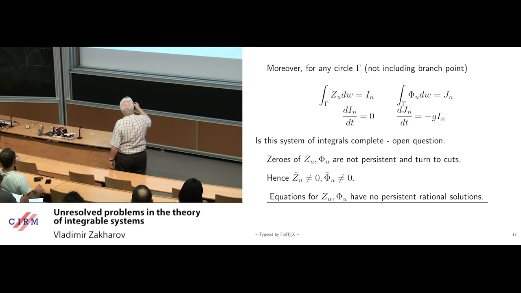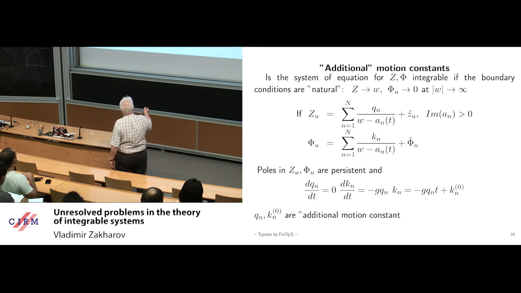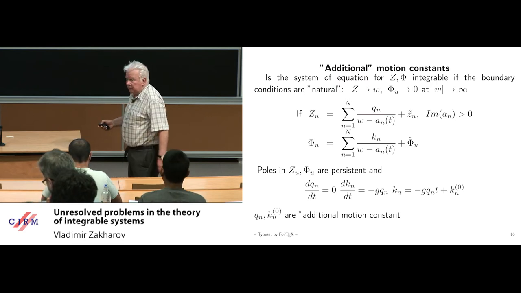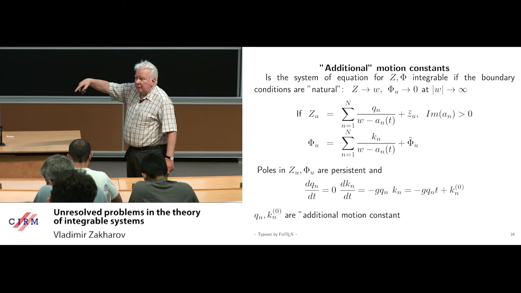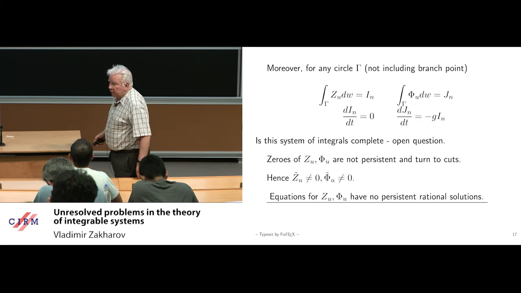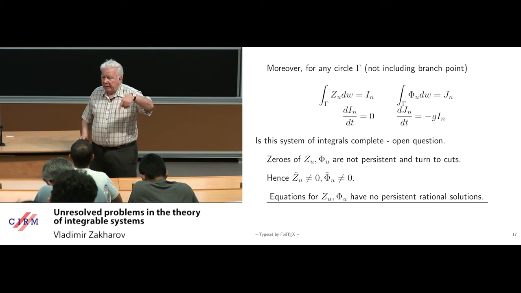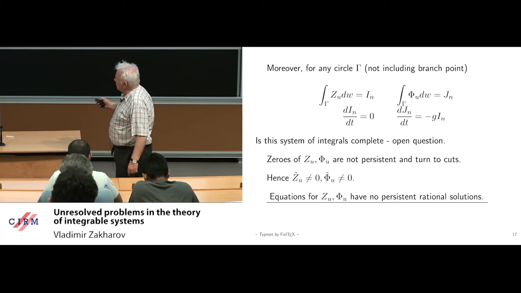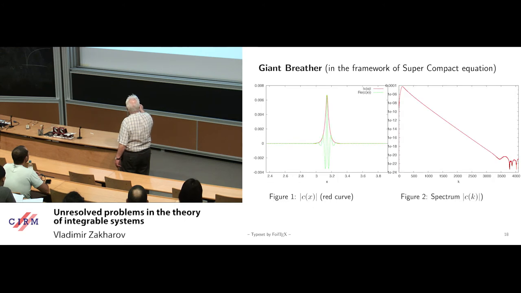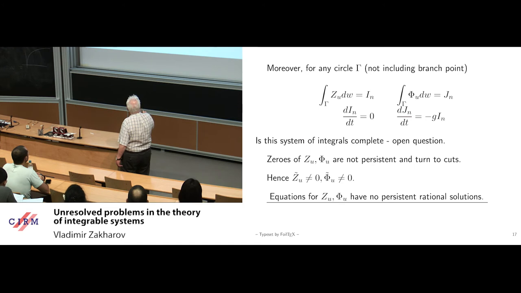However, this fact can be reformulated in the following way. Of course, actually, this Q is just a residue, right? This is a pole. A pole is persistent. And Q is just a residue, and Kn is also a residue. What's a residue? A residue is the result of integration over a circle. So if we go to this system of equations, and if we take any separated closed circles, all integrals over the circles of the first function z will be constants of motion, and this integral will be a linear function of time. The derivative is proportional.